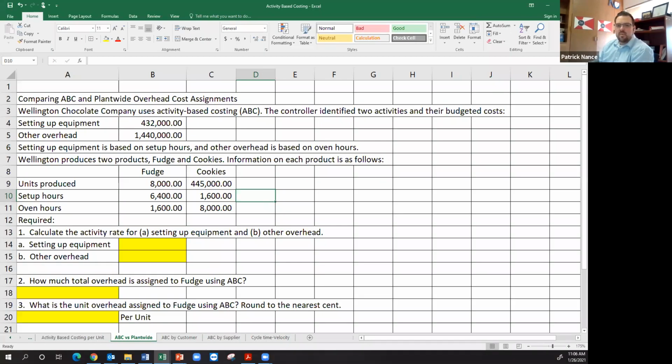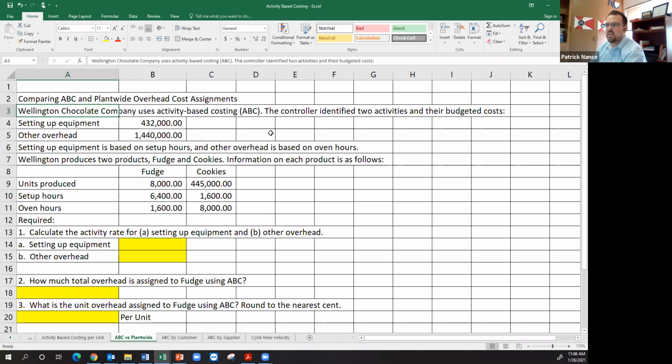Okay, I'm gonna do an example problem to show how activity-based costing works again, and then show how a predetermined overhead rate or a plant-wide rate would differ, and how that would differ in my total cost allocation for a product. So we've got Wellington Chocolate Company uses activity-based costing.